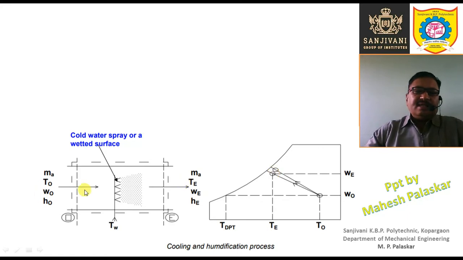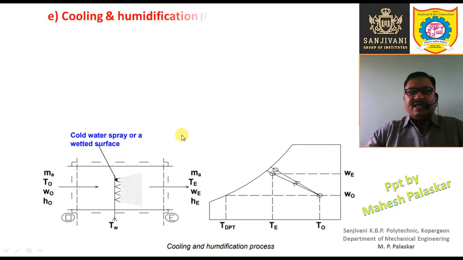And here this air comes in contact with the cooling coil as well as the cold water that is sprayed. Instead of a cooling coil, we can just spray the cold water, and the spray of the cold water comes in contact with the air which is flowing and which is required to be cooled and humidified, right? So the stream of air is flowing like this from left to right, and it comes in contact with the spray of cooling water. So we are studying the process cooling and humidification.